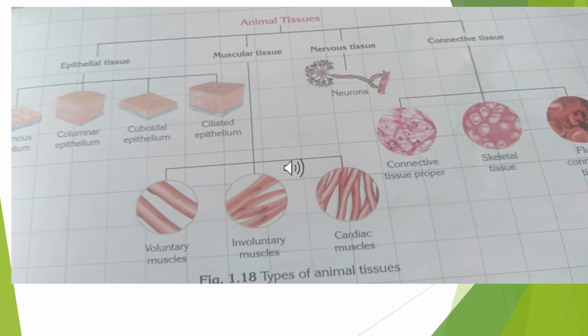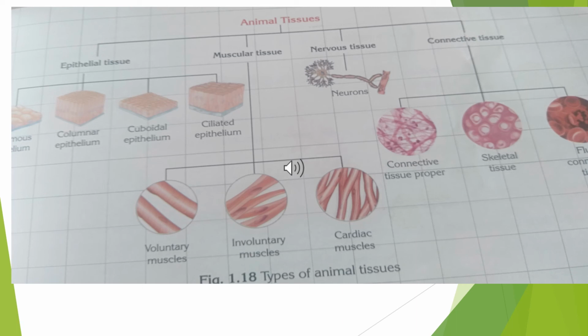Look at the picture. This is the basic knowledge of animal tissue. Once again, recall the important points. The epithelial tissue, muscular tissue, nervous tissue, connective tissue. First, the epithelial tissue. What are the types? Squamous, columnar, cuboidal and ciliated. Next, the muscular tissue. What are the types? Voluntary, involuntary and cardiac muscles.